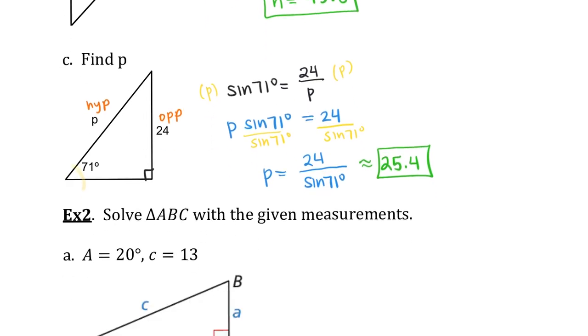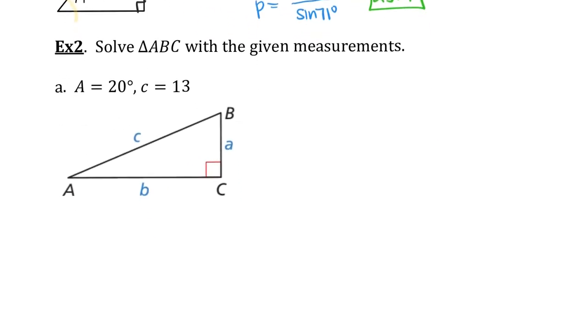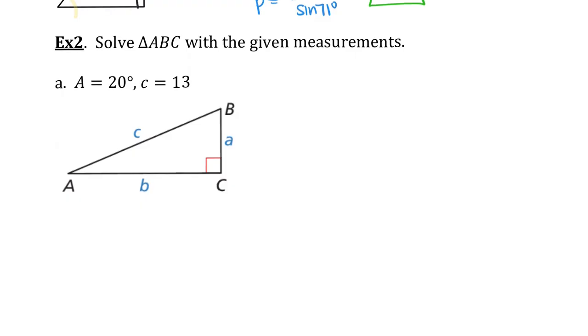Okay, let's look at example 2. Example 2 says solve triangle ABC with the given measurements. Okay, when it says to solve, what it actually means is find all angles and sides.